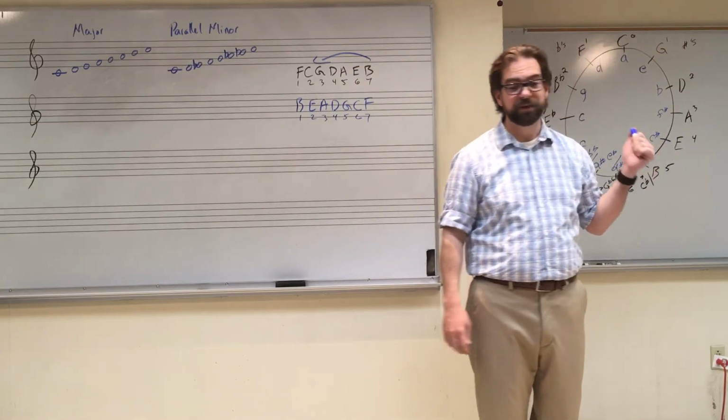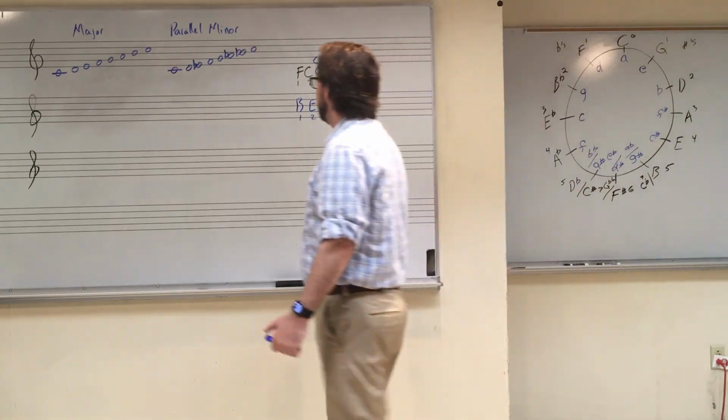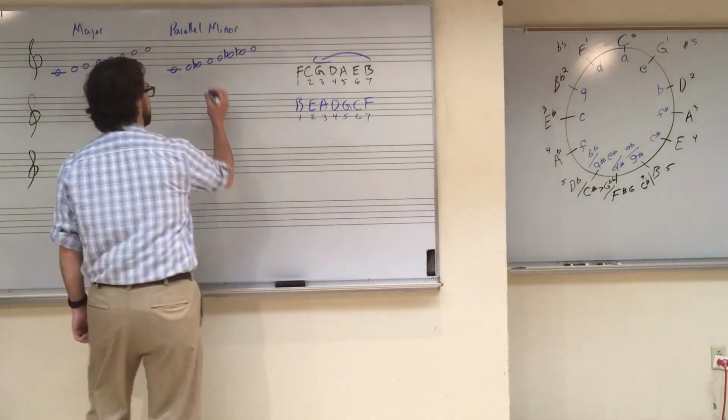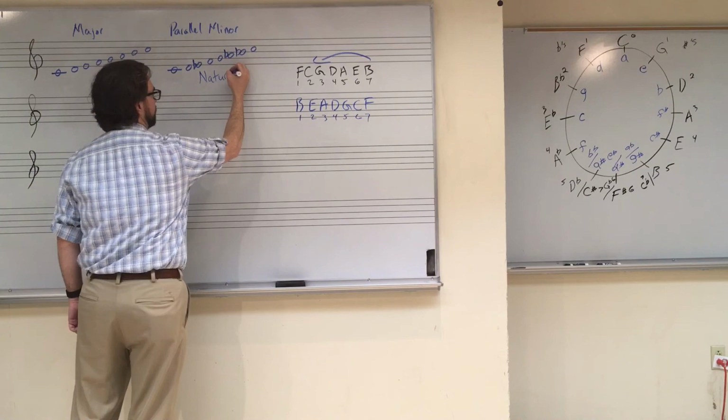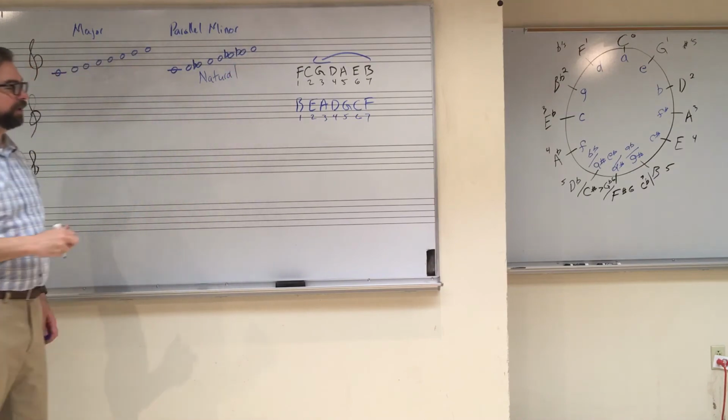Alright, so now the last thing we have to talk about is how you take a natural minor scale, and this guy here is natural because it uses a key signature. How do you take a natural minor scale and make it harmonic?